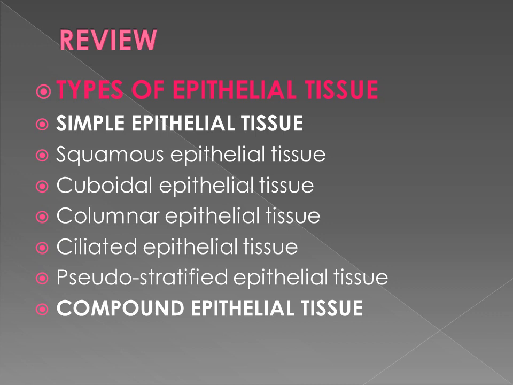So in today's session we are supposed to discuss the rest of these tissues: cuboidal epithelial tissue, columnar epithelial tissue, ciliated epithelial tissue, as well as pseudostratified epithelial tissue. Here also we are going to see the shape of the cells, its location, as well as its function. That's all. Fine. Shall we go to the next one, cuboidal epithelial tissue?